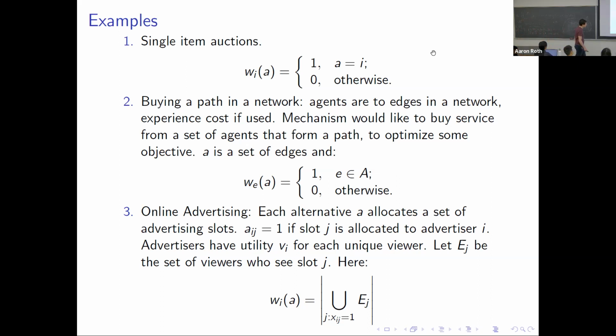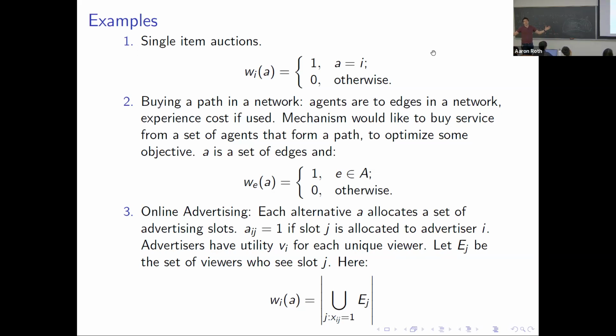And suppose I know that what the agents have is some utility that is additive in the number of unique viewers who see their ad. Okay, so maybe they're selling something. So every time I show the ad to a new person, they have some chance of clicking through and buying the thing for me.